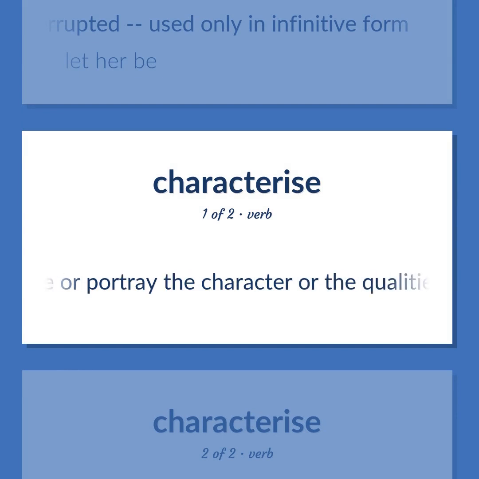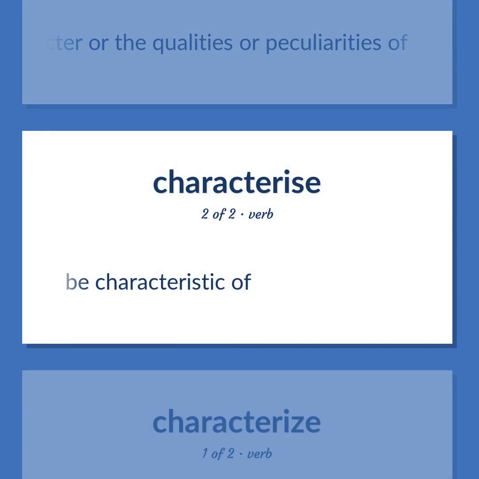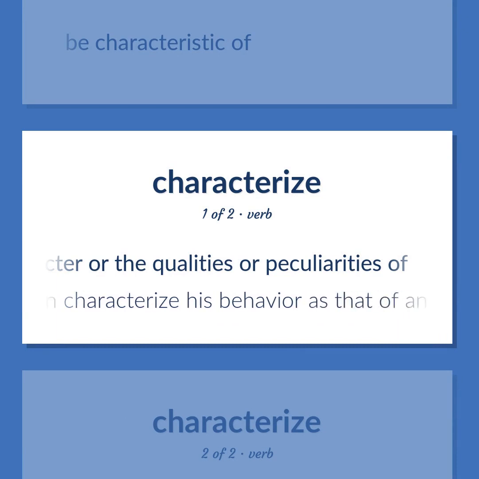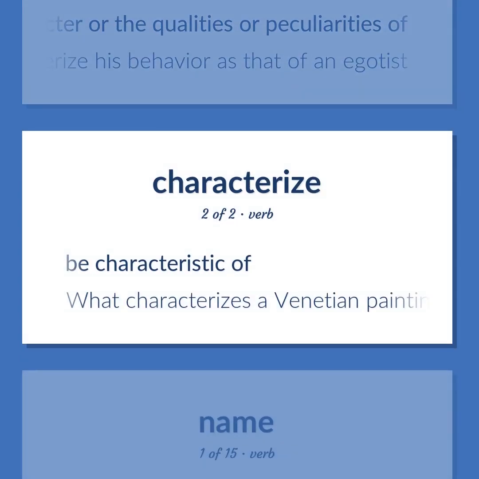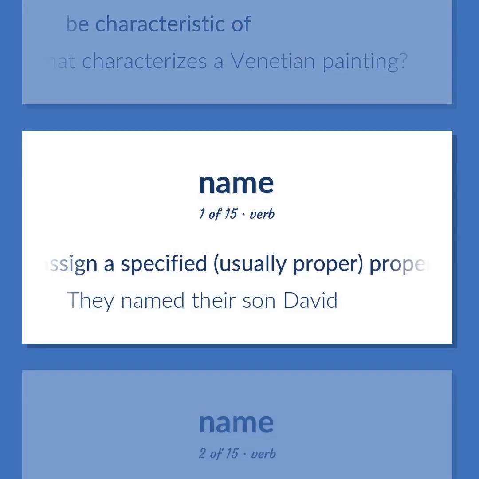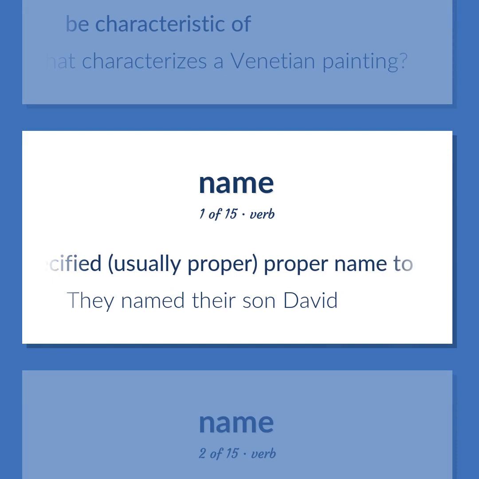Describe or portray the character or the qualities or peculiarities of. Be characteristic of. You can characterize his behavior as that of an egotist. What characterizes a Venetian painting? Assign a specified, usually proper name to. They named their son David.